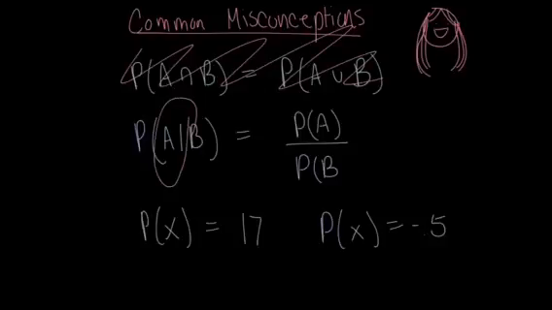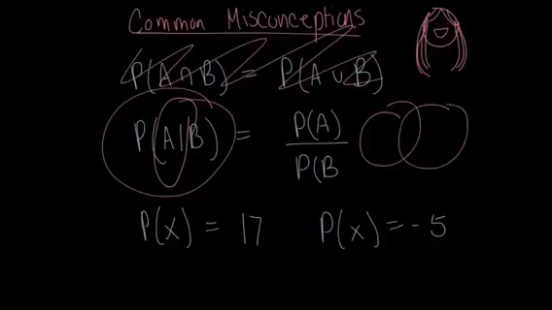The second misconception is that this line right here is a fraction. It's not, it's inside the parentheses. So this notation is talking about if you have a Venn diagram like this, and this is A, and that's B, it is talking about the probability that if you pick something in B, you'll get something in A.